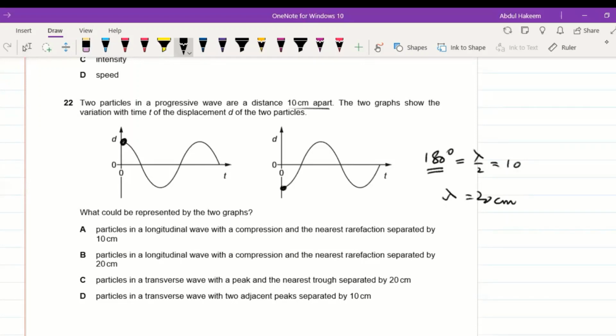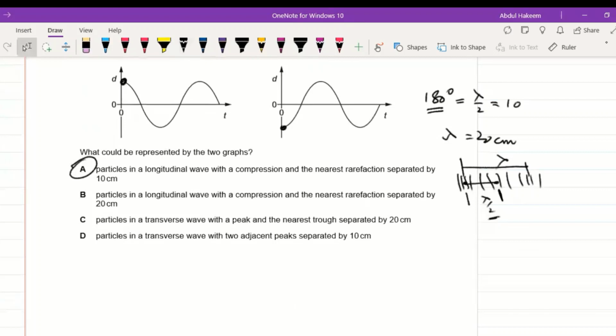Option A: the particles in a longitudinal wave with compression and nearest rarefaction separated by 10 centimeter. This is correct. Look, this is compression, this is rarefaction, this is compression. So first particle, second particle, from this point to this point is the lambda, and from compression to the next rarefaction is lambda by 2. So they are separated by half a wavelength. So this is correct. We check the second one.